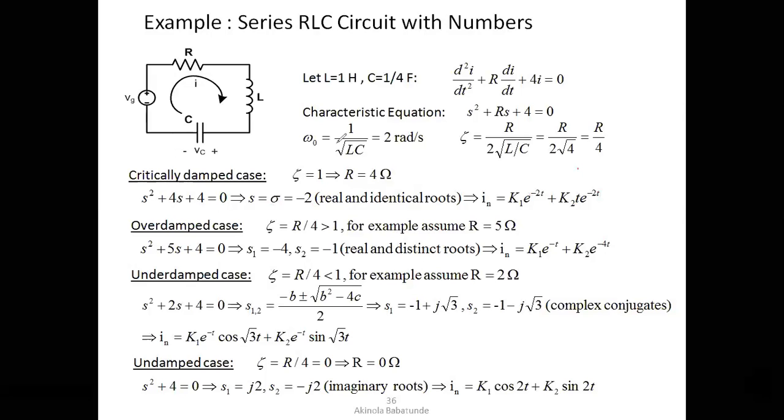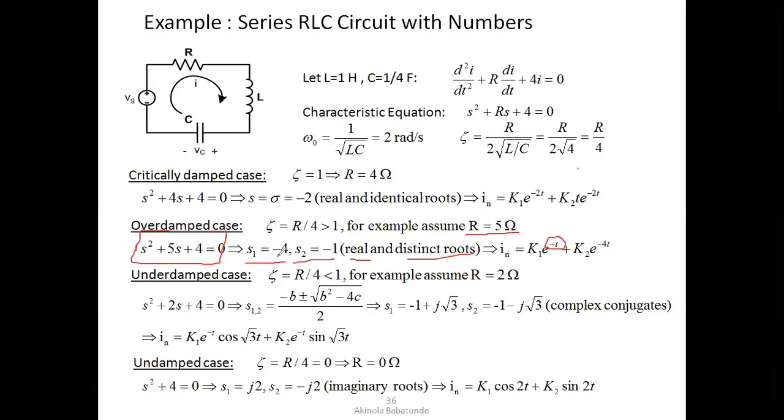What happens in the overdamped case, where we said r will be equal to 5? If r is equal to 5, you put 5 here and obtain this quadratic equation. If you solve it, you obtain s1 equal to minus 4 and s2 equal to minus 1. These are real and distinct roots. So our natural response in the circuit would be i_n equal to k1 exponential minus t, representing s2 equal to minus 1, so you put minus 1 here, and then here you have k2 exponential minus 4t.